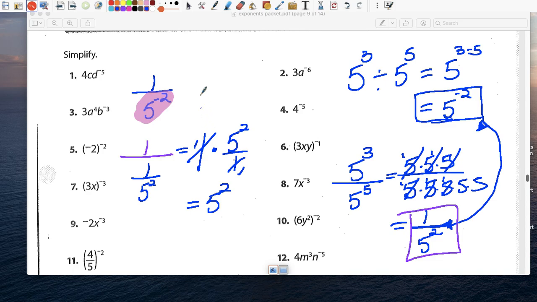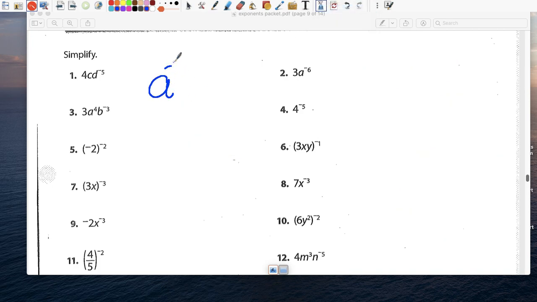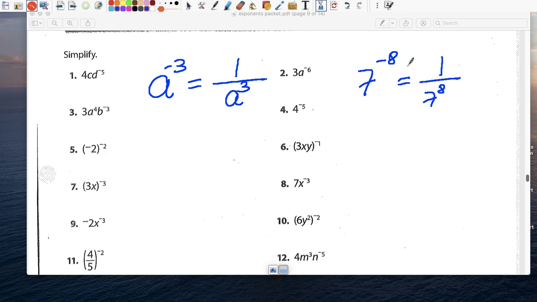So notice what happened. When the negative exponent is in the denominator, it goes up to the numerator. When the negative exponent is in the numerator, guess where it's going? In very simple language, it goes down to the denominator. So a to the negative third power. How do I change that to positive? Well, write it under 1. Done. Again, 7 to the negative eighth power. Well, 1 over 7 to the eighth. Change the negative to a positive exponent. That's it. That's your shortcut.